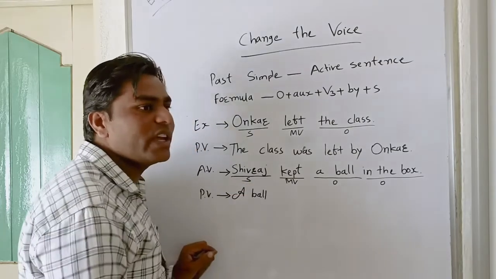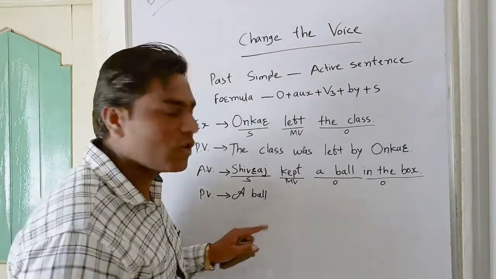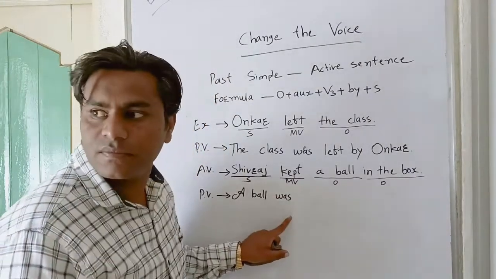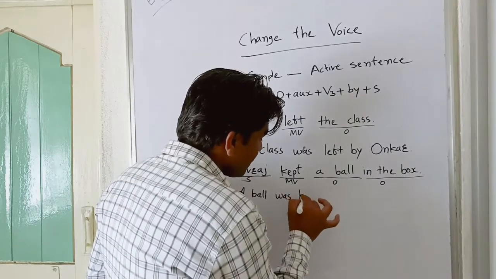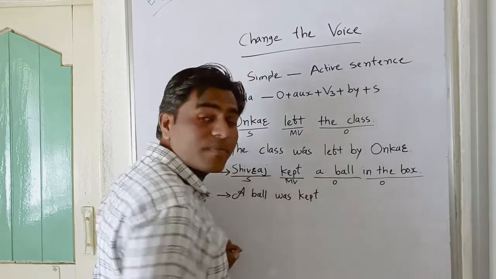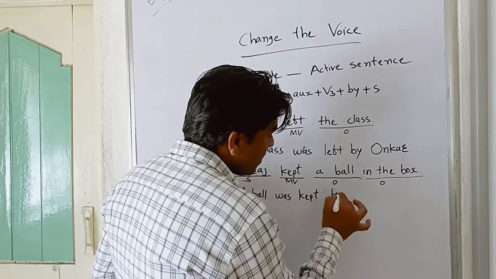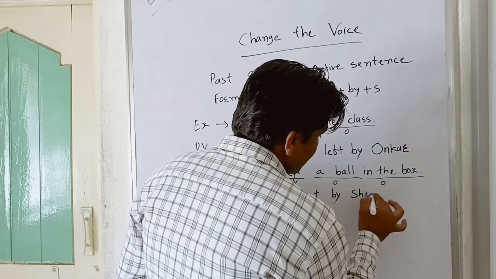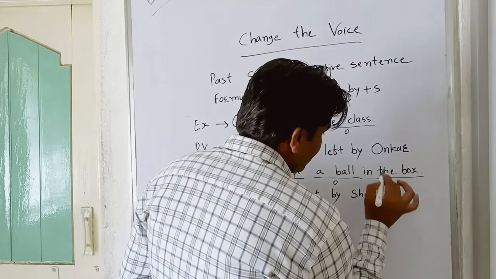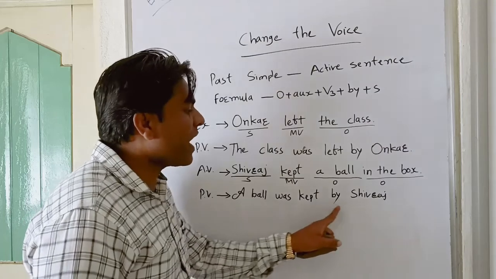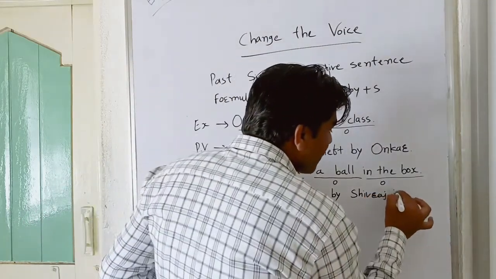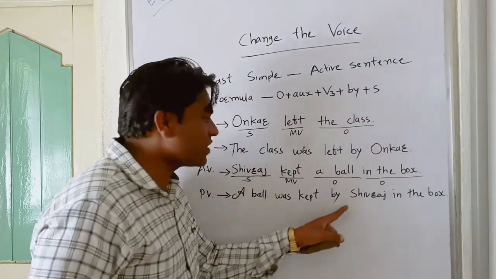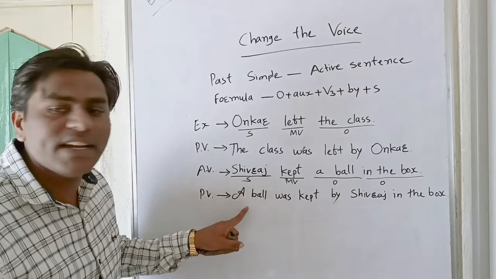Now Nikita, what can we write here after this? Was. Then kept. Then by. Then Shivraj. In the box. A ball was kept by Shivraj in the box. This is one type of sentence that we can write here.